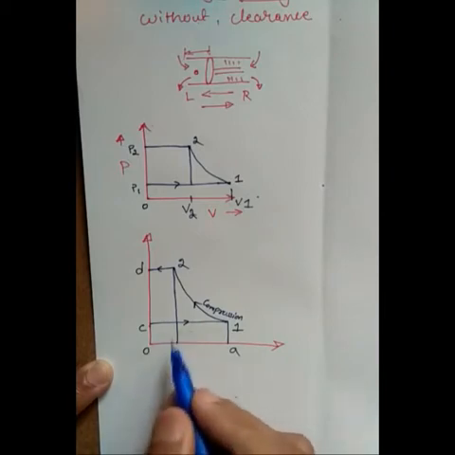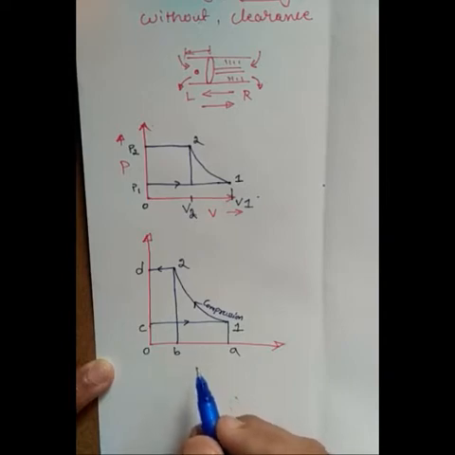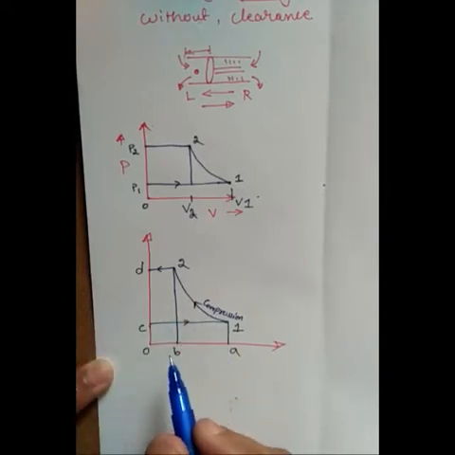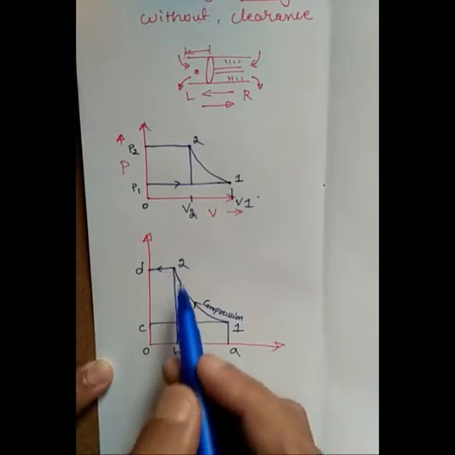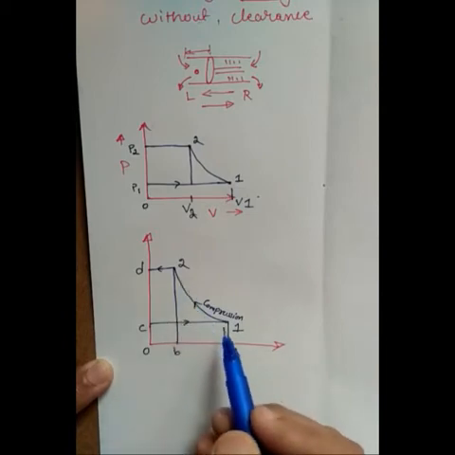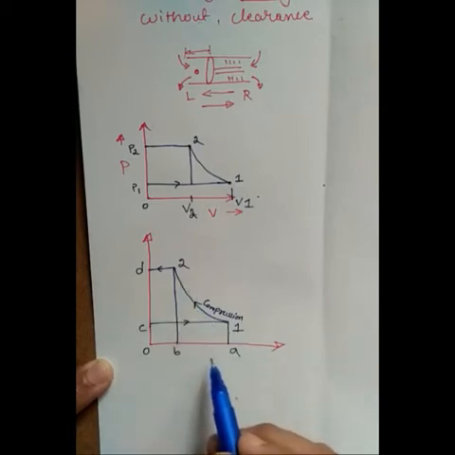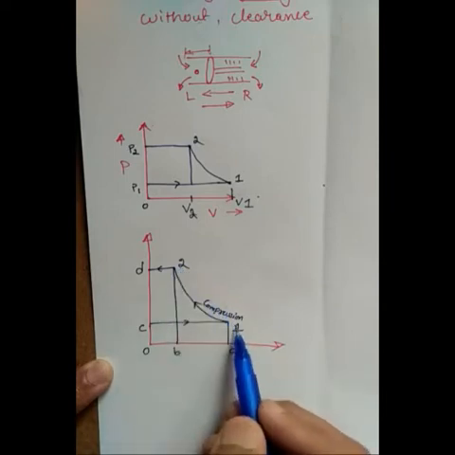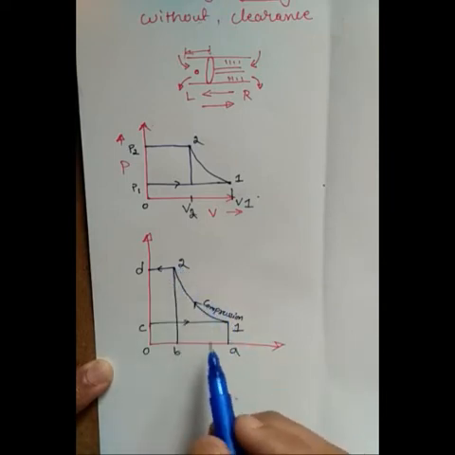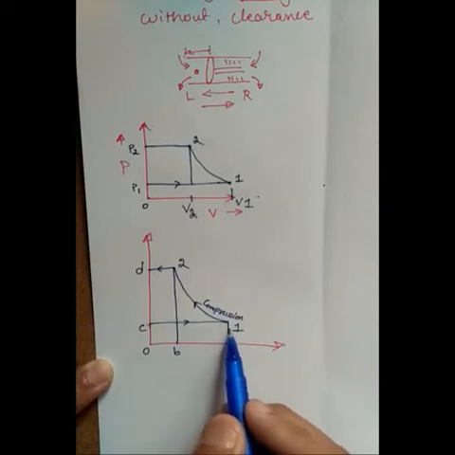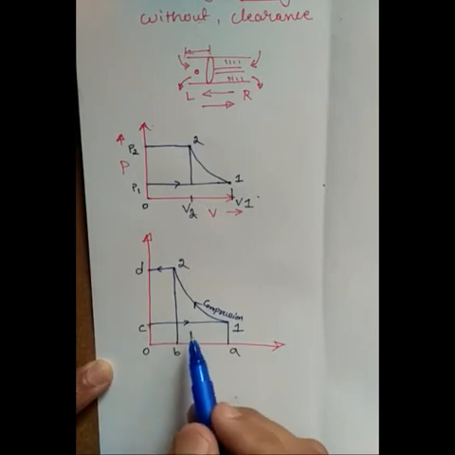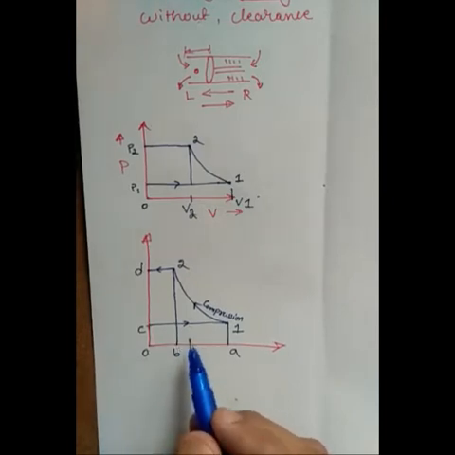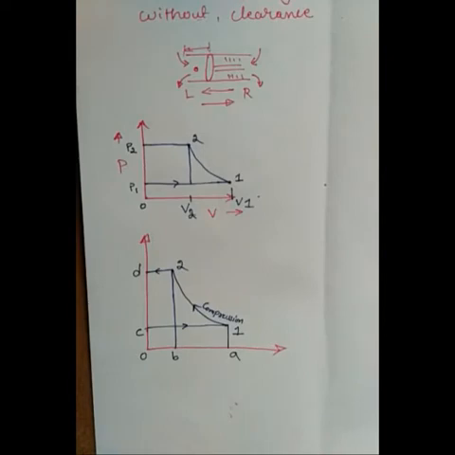Now we have three different areas. One is this region OB2D, the second region is AB21, and next we have 1AOC. These are the three different regions that we should remember, and I will explain what they are now.